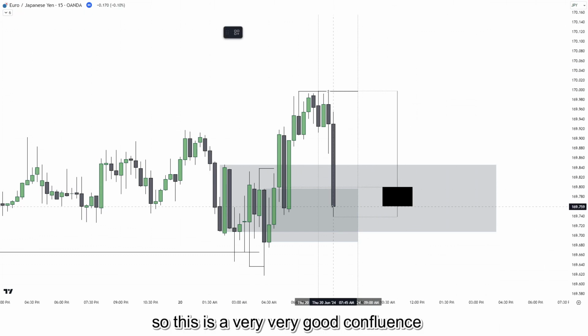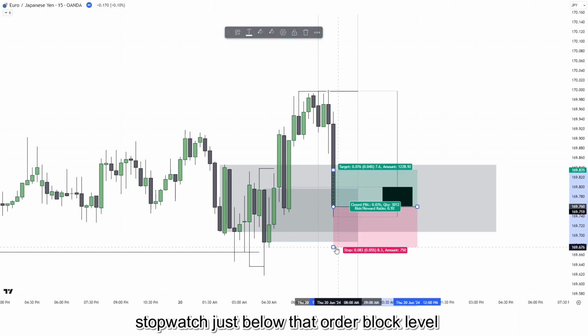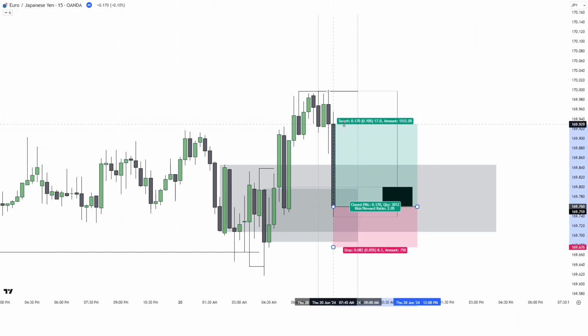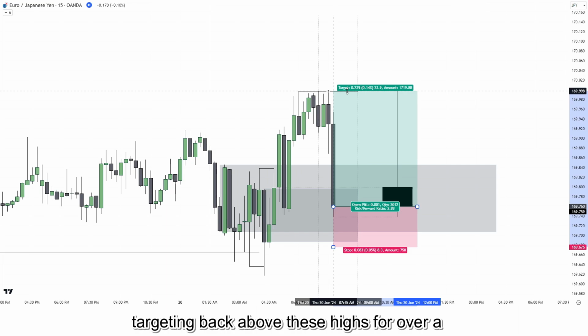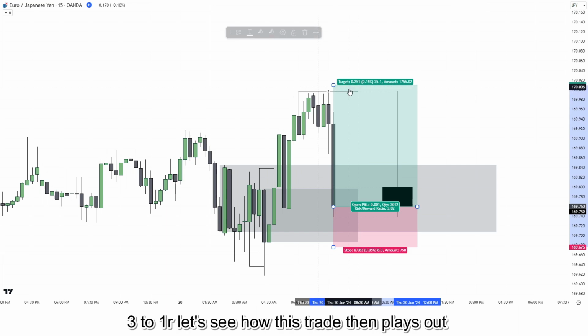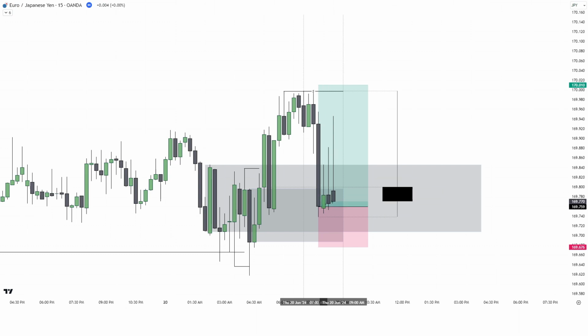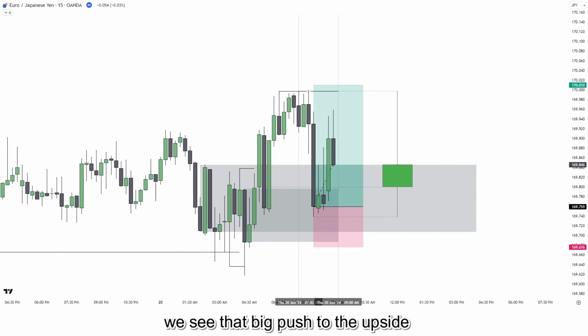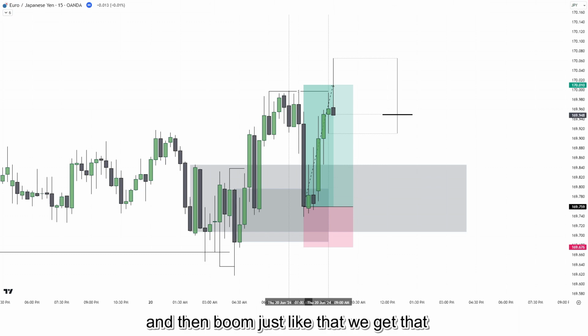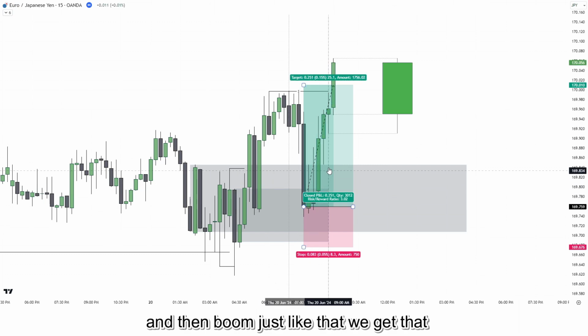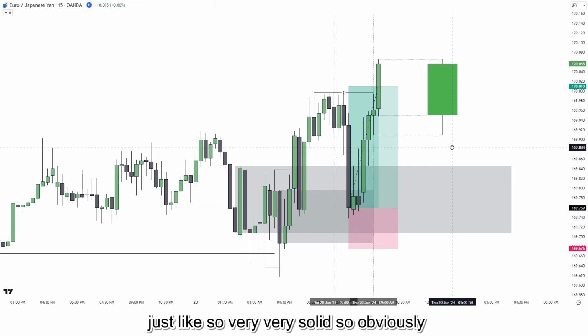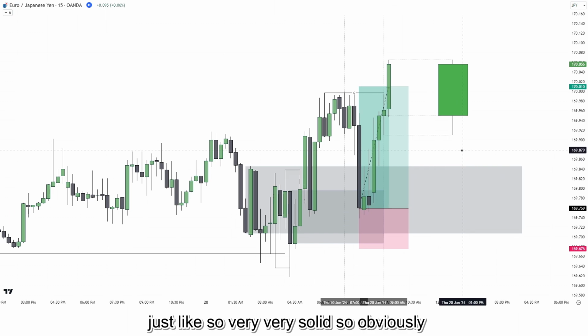So this is a very good confluence. Stop loss just below that order block level, targeting back above these highs for over a 3-to-1 R. Let's see how this trade then plays out. We see that big push to the upside, and then boom, just like that, we get that strong push higher, just like so. Very solid.